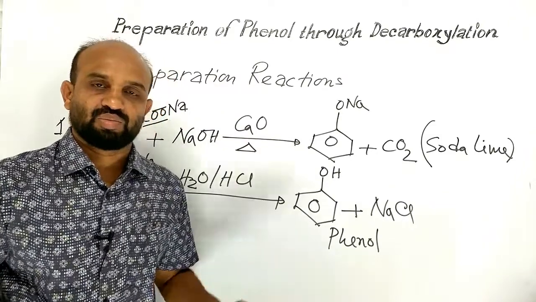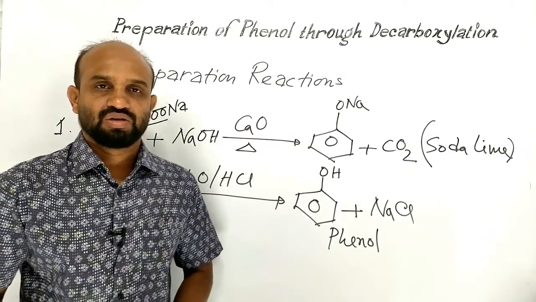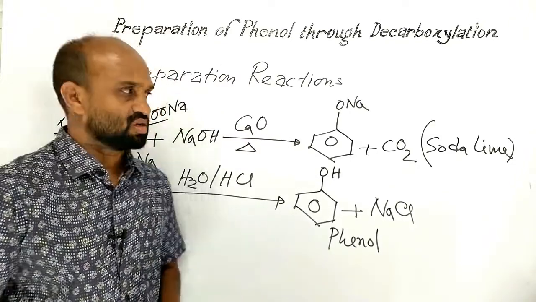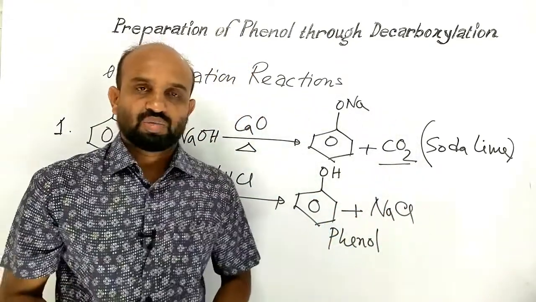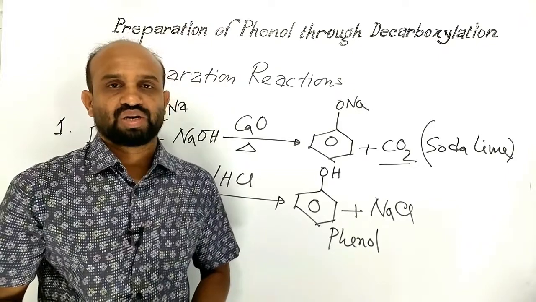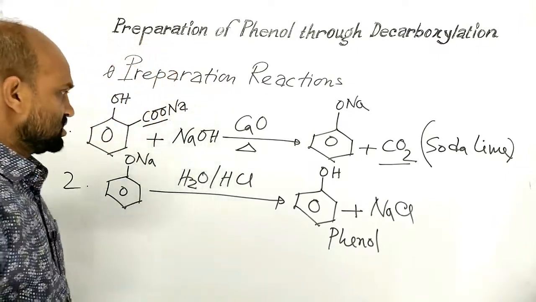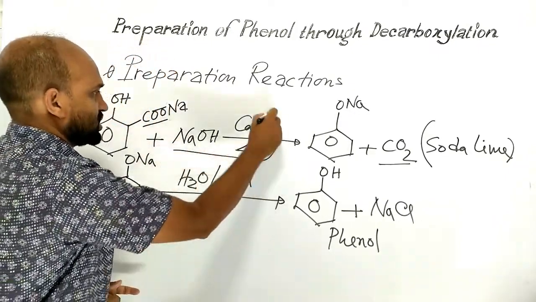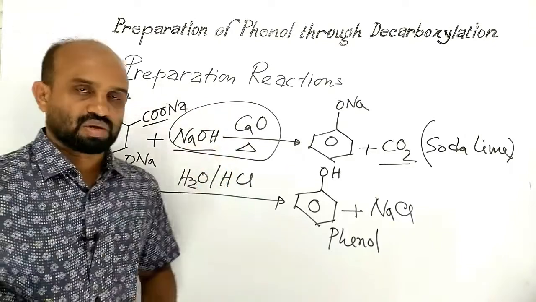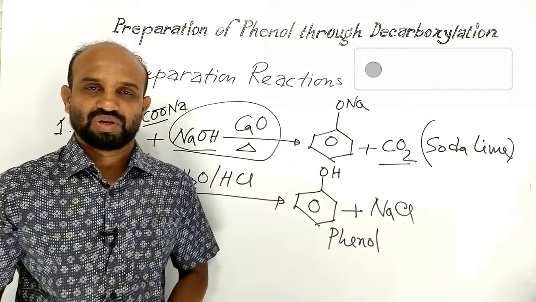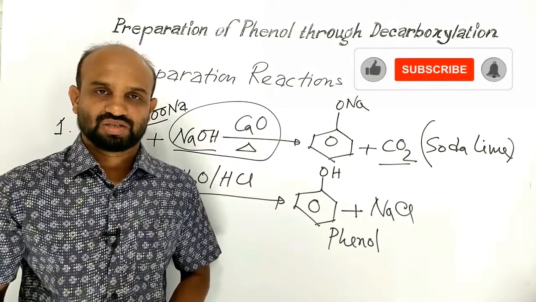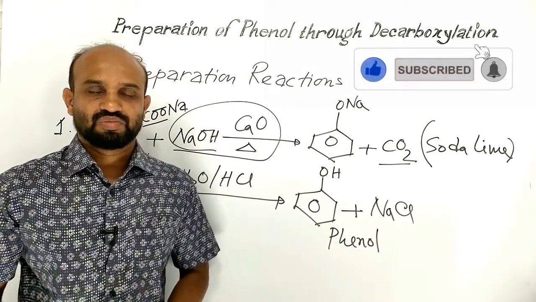This is all about preparation of phenol through decarboxylation. Here, decarboxylation occurs. Carbon dioxide is absorbed by soda lime. Here, soda lime acts as a carbon dioxide absorbent. This is all about preparation of phenol through decarboxylation in the presence of soda lime.